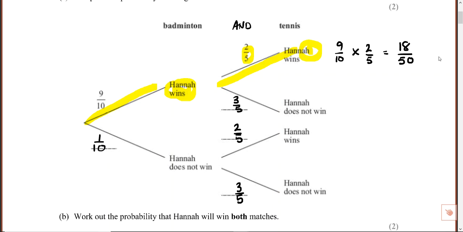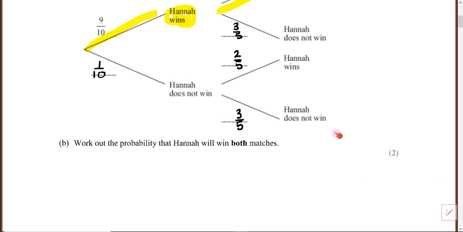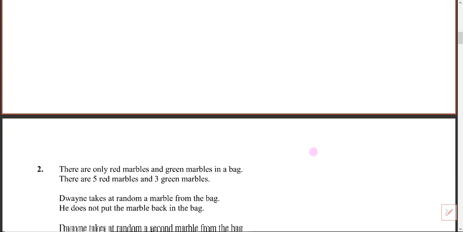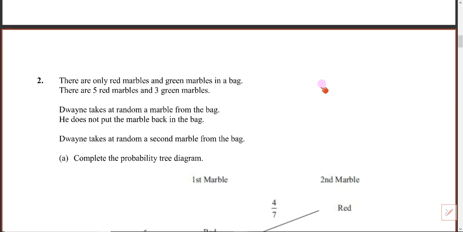They don't ask you to, because actually, when you add probabilities, you have to have the same denominator. So if you start cancelling at this stage, you're probably going to have to put it back to the old denominator anyway, when you start adding. So that's the probability for winning both matches. Alright? Nice and easy. Does that make sense?